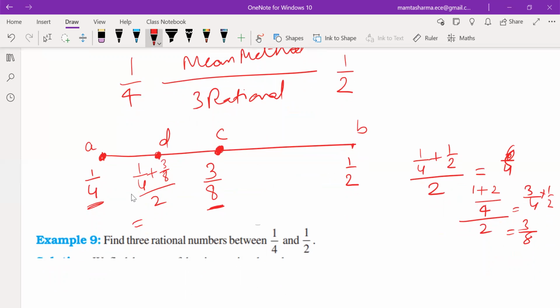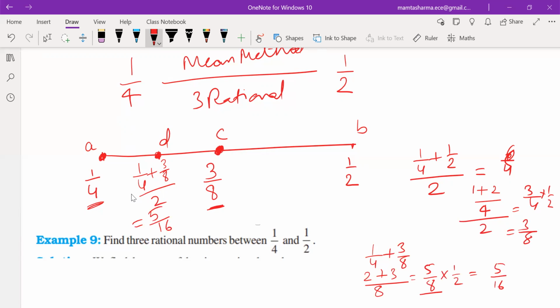Do it fast. How much are you getting? 1 by 4 plus 3 by 8 divided by 2. 1 by 4 plus 3 by 8, the LCM would be 8. 2 plus 3, 5 by 8. And in division it is 2, in multiplication it will be 1 by 2. So 5 by 16. Okay, 5 by 16.